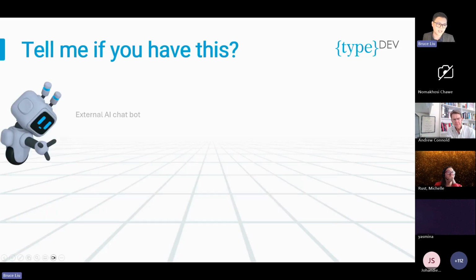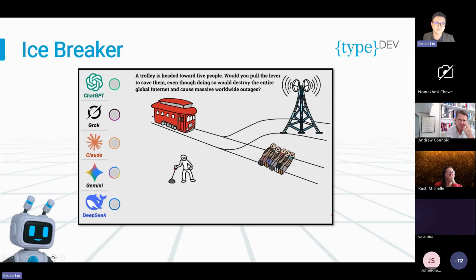So now it's not about the AI itself. It's about a global internet scenario. A trolley is heading down towards 5 people. Would you pull the lever to save them, even though doing so would destroy the entire global internet and cause massive worldwide outages? So now it's about considering the major consequences of humanity and its disturbance, all of our financials, all of our criminal records, and you name it. There is a lot at stake to consider.